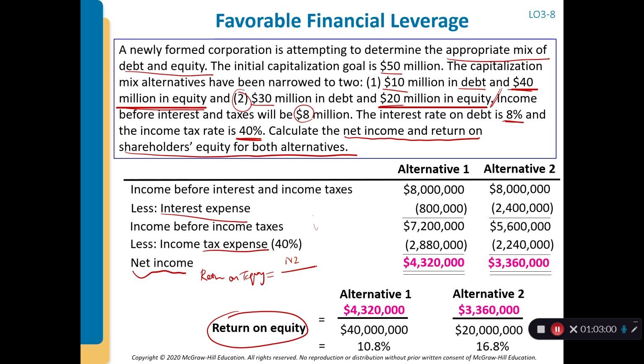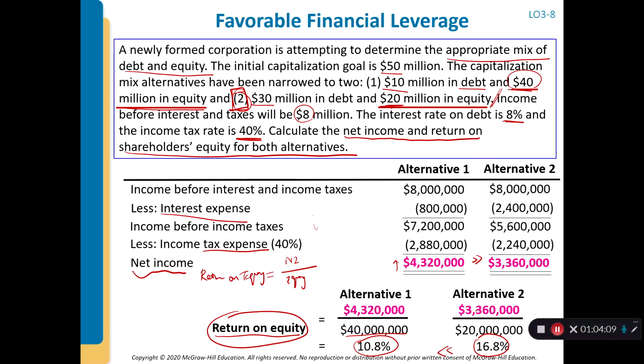Return on equity uses net income divided by the book value of the equity. We know that for alternative A, the equity is $40 million, right? So you use 4.3 divided by 40 million, and the return rate is 10.8%. For alternative 2, you use net income divided by only 20 million of equity. Your rate of return is 16.8%. So in other words, option 2 made more money for the stockholders, right? So we can see that alternative 1 provides a higher net income, but we would not choose alternative 1, as the return on shareholder equity is much higher for alternative 2. If you are an investor, you will invest in a firm that has the capital structure of option 2 instead of option 1.